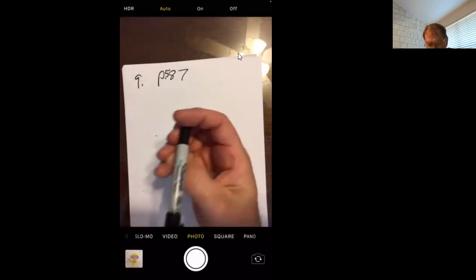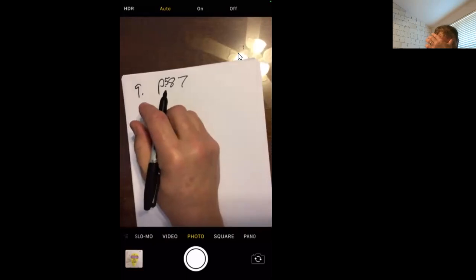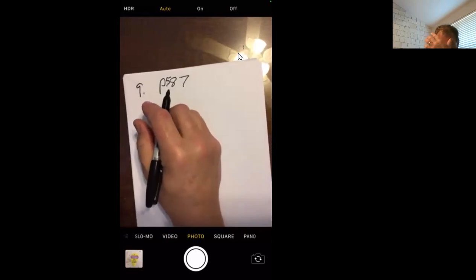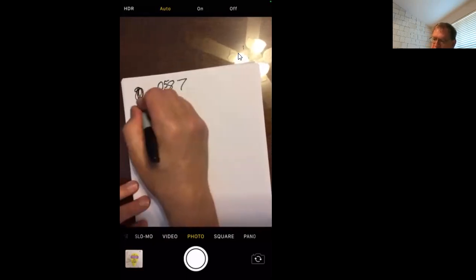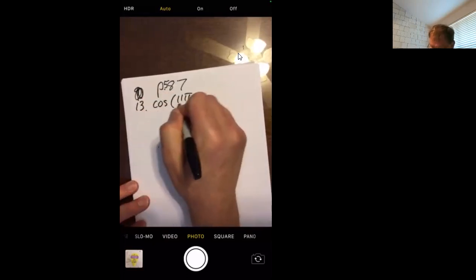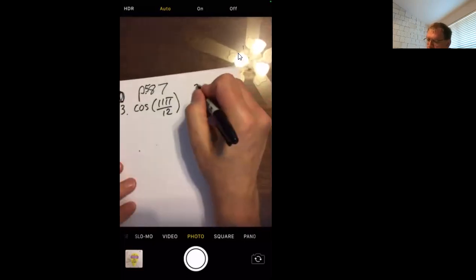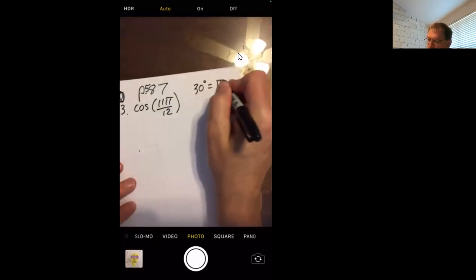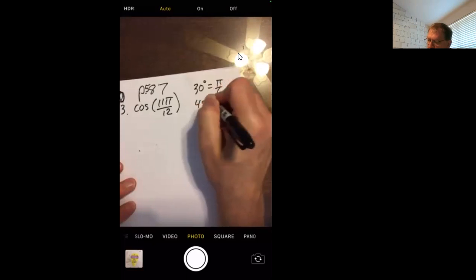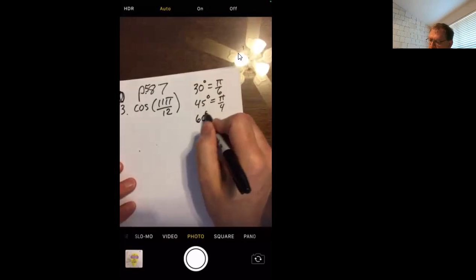Okay, page 587, number 9. Well, it's got a sine again. How about 13? I'm sorry, let's do 13. That would be a cosine over 12. Now remember, 30 degrees, that's pi over 6. 45 degrees is pi over 4. 60 degrees, that's pi over 3.